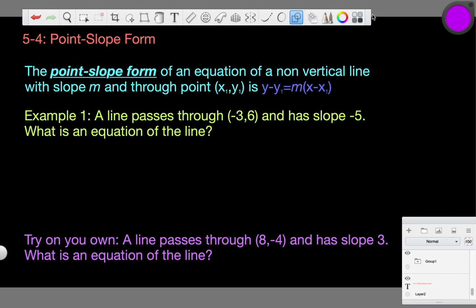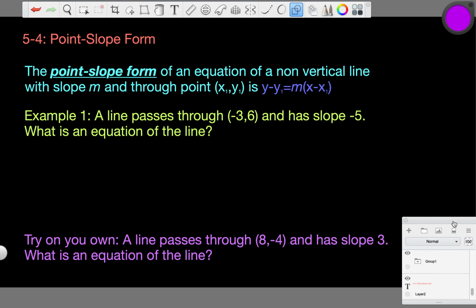Working on section 4.5, which is point slope form. So it's similar to what we worked on in the last section, but it's just a different form of saying the same thing. So point slope form of an equation of a non-vertical line with slope m and point x1, y1 is y minus y1 equals m times x minus x1, okay?